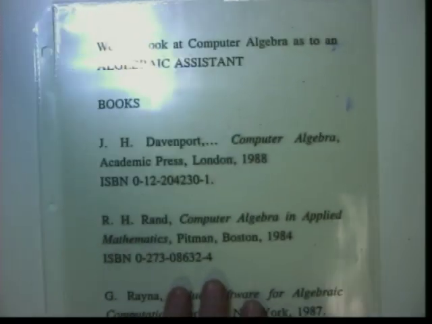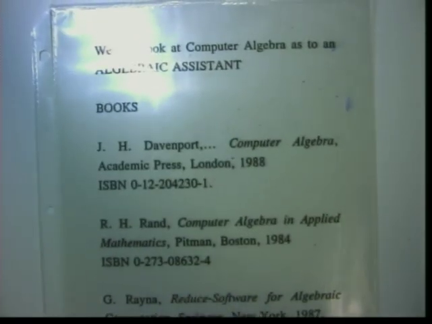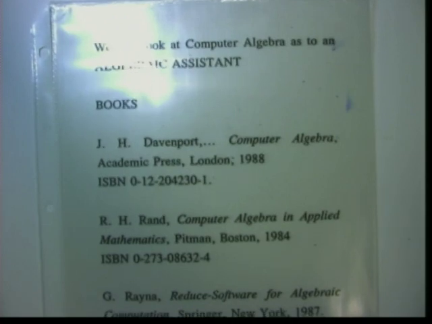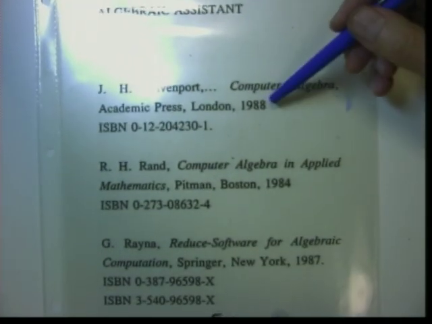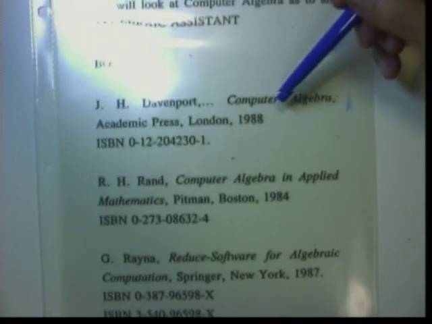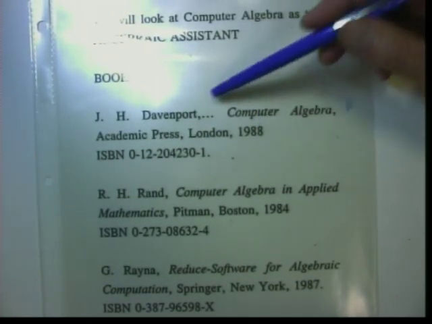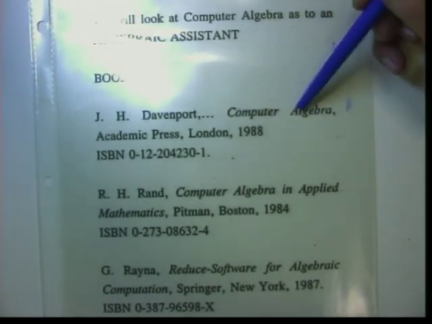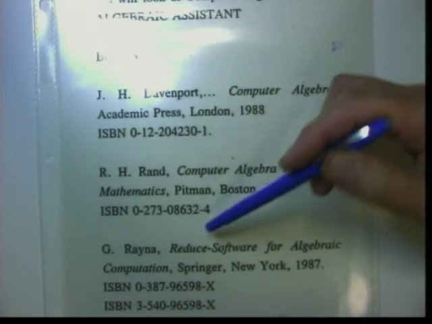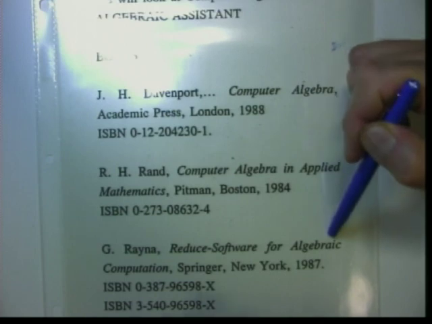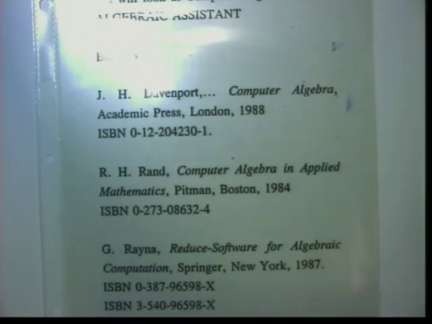Okay, we will look at computer algebra as an algebraic assistant. There are many books. I listed some books, which means I probably prepared this material in '89 or '90. Davenport, Computer Algebra. Rand, Computer Algebra in Applied Mathematics. Rayna, Reduce: Software for Algebraic Computation, etc. There are many, many books.